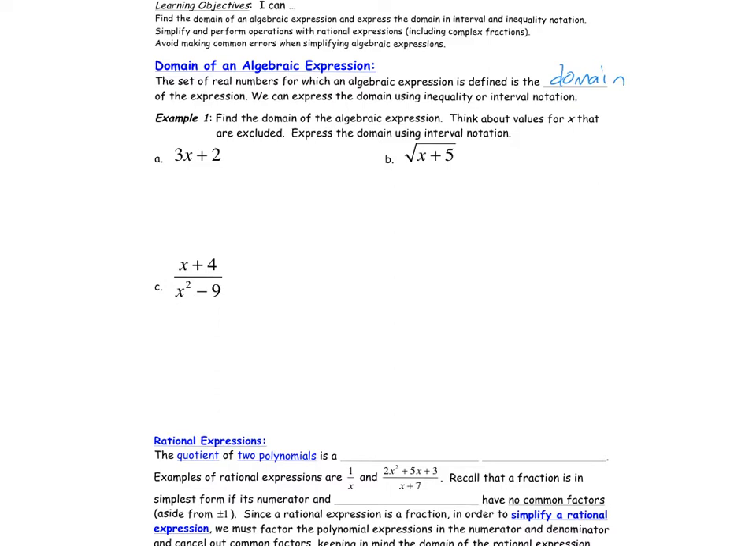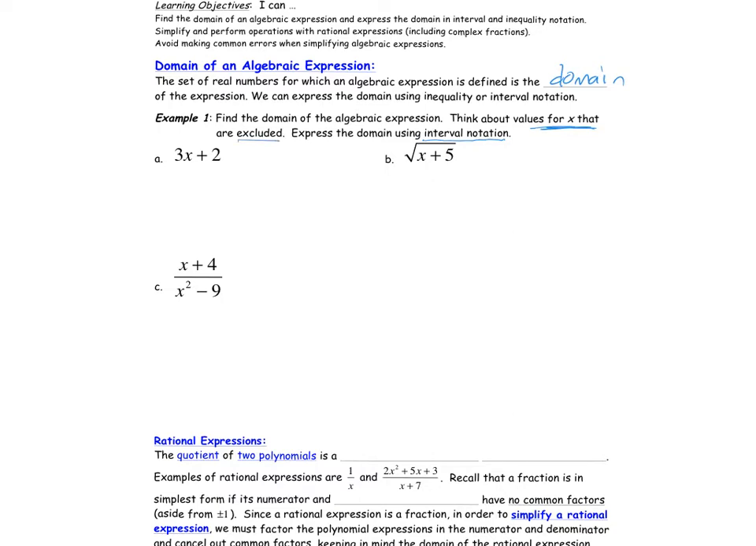We can express the domain using inequality or interval notation. In example 1, we're going to focus on using interval notation. Okay, so in example 1, we're asked to find the domain of the given algebraic expressions. And to do that, we're going to think about values for x that are excluded.